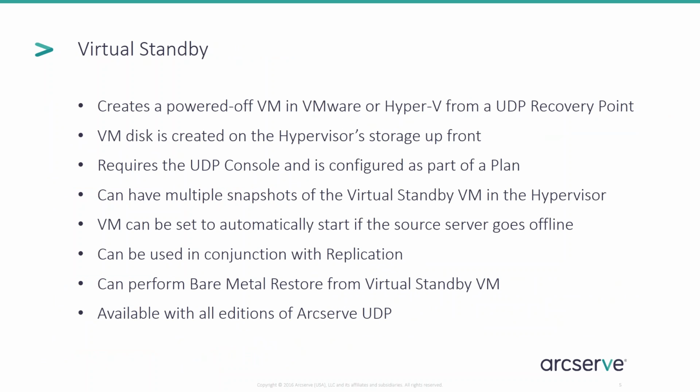The next subject, or the next feature we'll be looking at, is the virtual standby capability. So what is virtual standby? In its basic form, what virtual standby does is it creates a powered off VM in either VMware or Hyper-V using a recovery point or a backup image as the base. When this VM is created, the disk for the VM is created and converted and placed on the hypervisor's storage, and that's done up front.